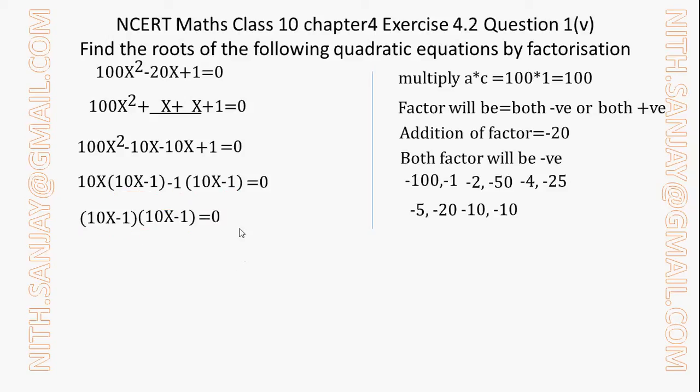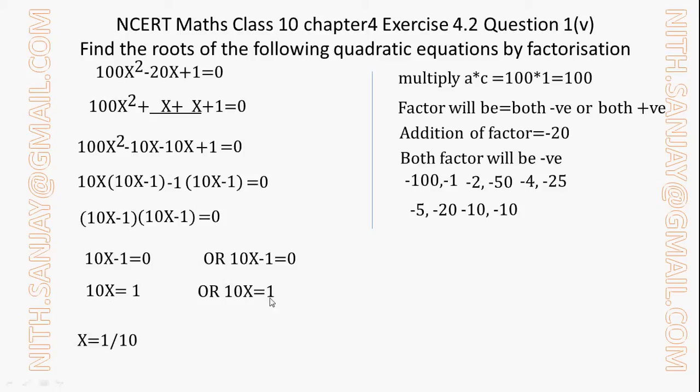Now to find the root of this quadratic equation, we have to equate both these terms to 0. So 10x minus 1 is equal to 0, and this term is also equal to 0, so 10x minus 1 is again equal to 0. Now I will add 1 to both sides of this equation. I will get 10x is equal to 1. I will also add 1 to both sides of this equation, and again get 10x is equal to 1. I will divide both sides of this equation by 10. I will get x is equal to 1 by 10. I will divide both sides of this equation also by 10, so I will get x is equal to 1 by 10.